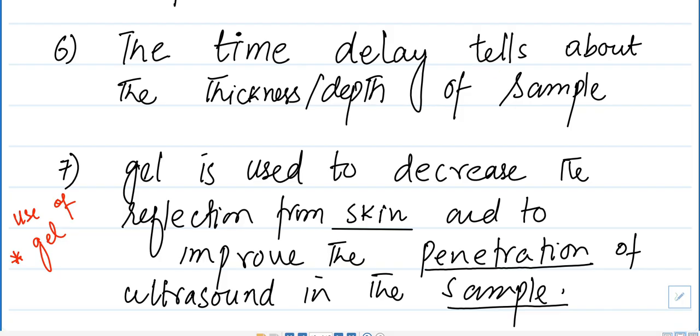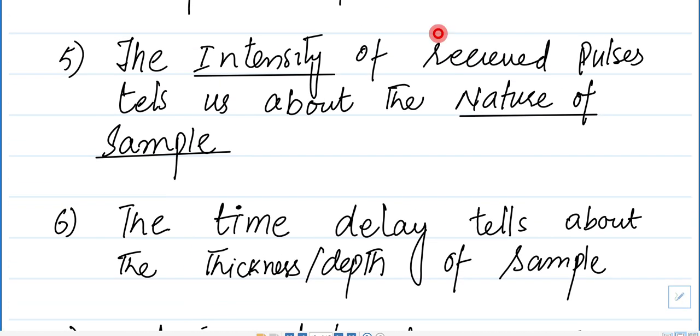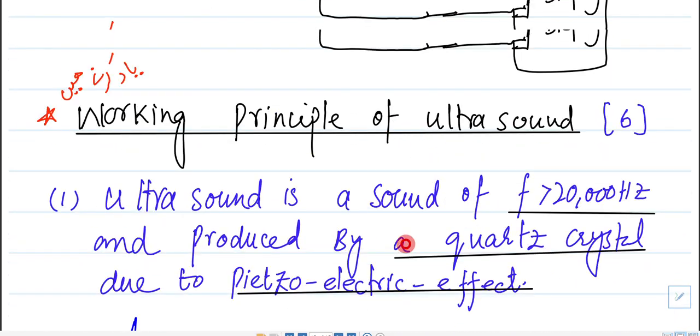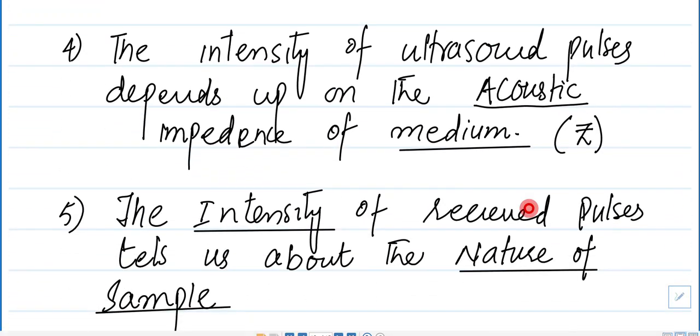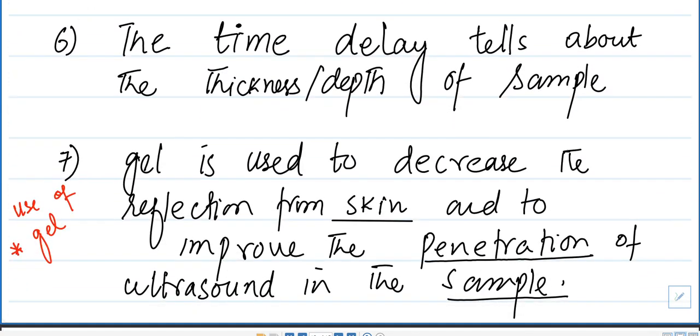The time delay, there are two very important things. Point number 6: the time delay tells us about the thickness or the depth of the sample. Again, very important. What does the image show us? The intensity tells us about the nature, and the time delay tells us about the depth or thickness of the sample.